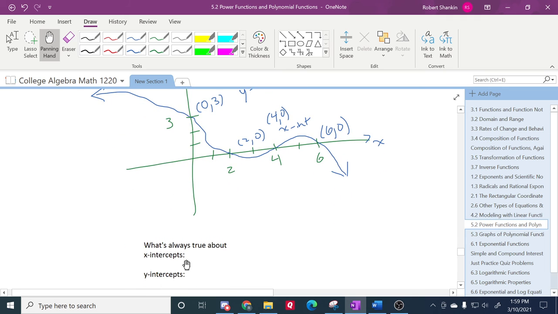What's always true about x-intercepts? The answer is the opposite letter is always 0. For the y-intercept, the x is 0. Now, this is just an observation, but it's also how we find them. If all we have is the equation, and you're asked to find the x-intercept, what do you do? You substitute 0 for the y and solve the equation. If you're asked to find the y-intercept, you substitute x equals 0 into the equation and then solve it. So this not only tells us something about the graph, but it tells us how we go about finding them.